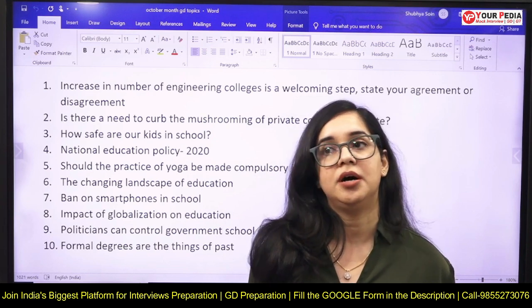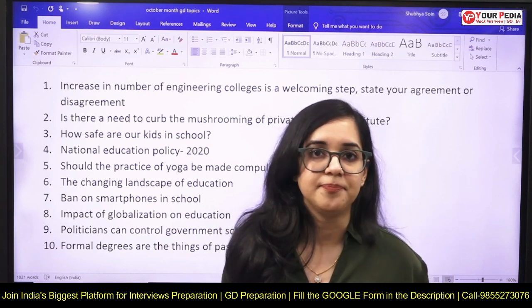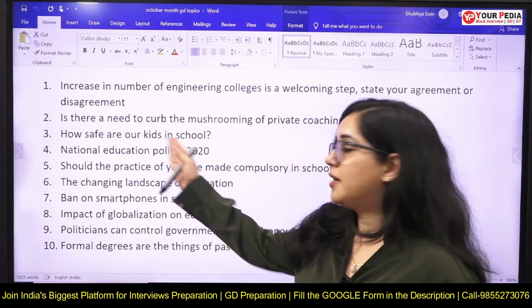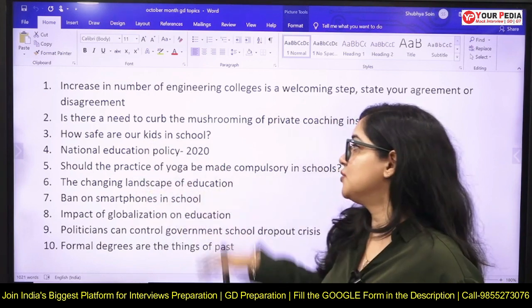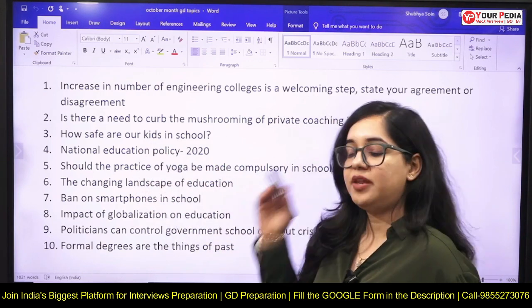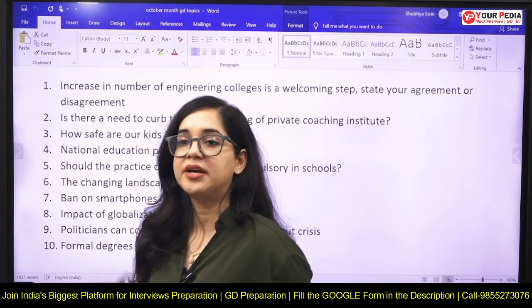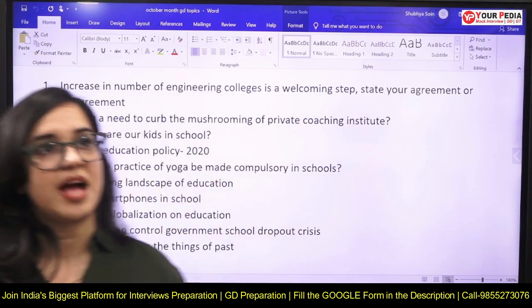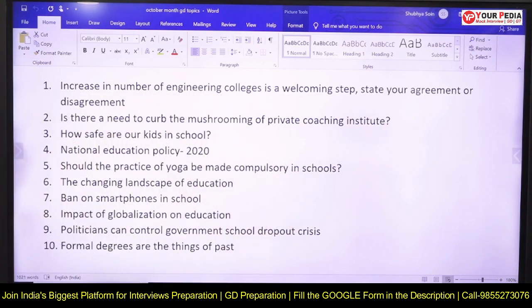We do get to know one or the other day. And similarly, what's your take about how safe are our kids in school? NEP 2020, very important topic, and you should be aware about the credit system. You should be aware about the changing landscapes which are based on the education system.